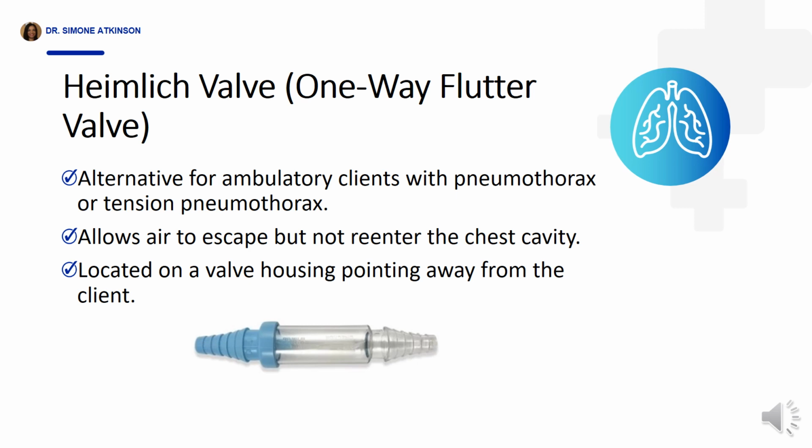Now, a Heimlich valve, also known as a one-way flutter valve, serves as an alternative to the chest tube drainage system for specific ambulatory patients that are dealing with pneumothorax or a tension pneumothorax. And this valve enables the release of air from the chest cavity while preventing its re-entry. Also, there are safety measures that are incorporated on the valve housing, which ensures that they point away from the patient.